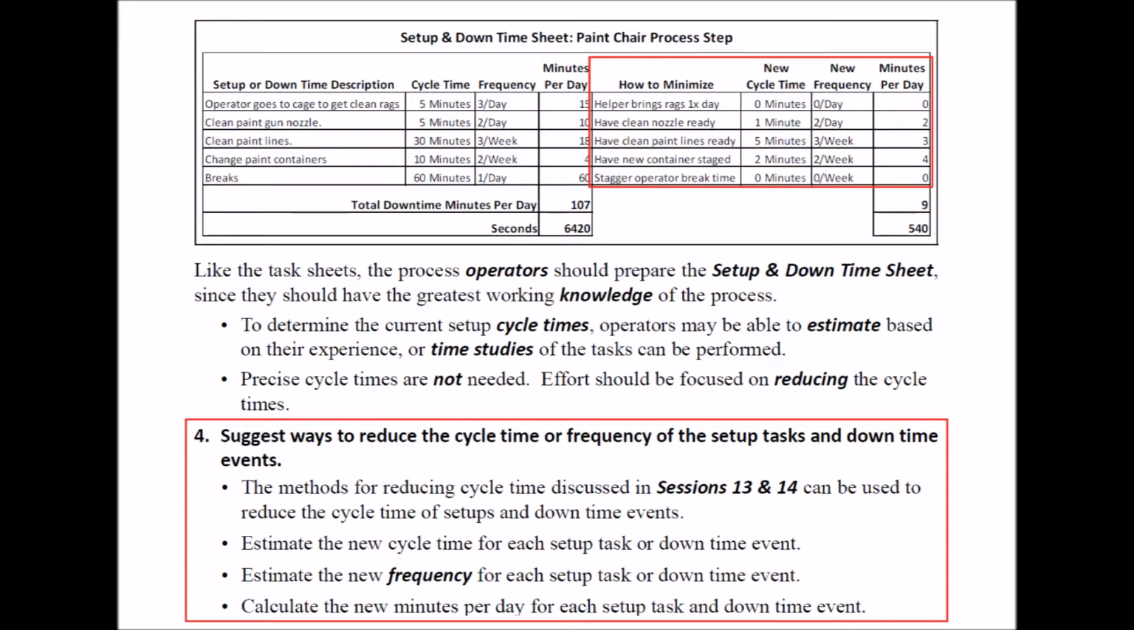Suggest ways to reduce the cycle time or frequency of each setup task or downtime event. The same methods for reducing cycle time discussed in sessions 13 and 14 can be used to reduce the cycle time of setups and downtime events. Estimate the new cycle time for each setup task or downtime event. Estimate the new frequency for each setup task or downtime event. And then calculate the new minutes per day for each setup task and downtime event.